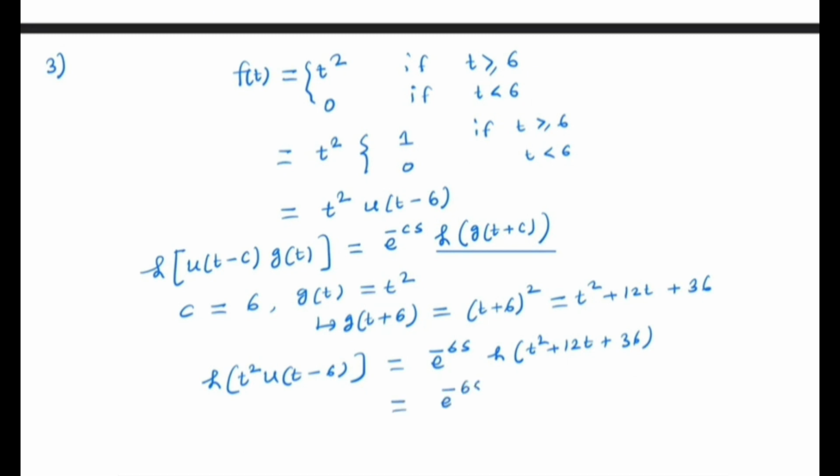So that will be e power minus 6s times: the L of t square is nothing but 2 by s cube, L of t is 1 by s square so it will be 12 by s square, and the Laplace transformation of 36 is nothing but 36 by s. So that's how we find the Laplace transformation of this kind of function.